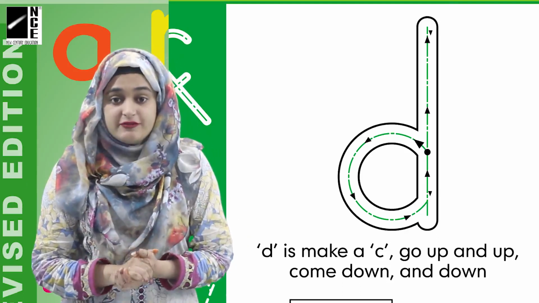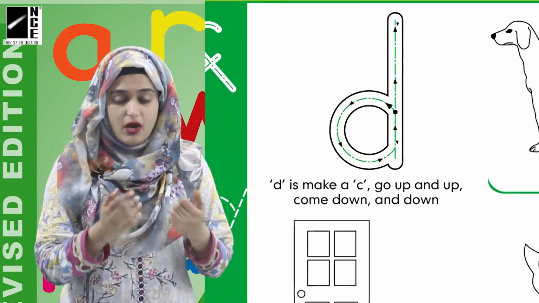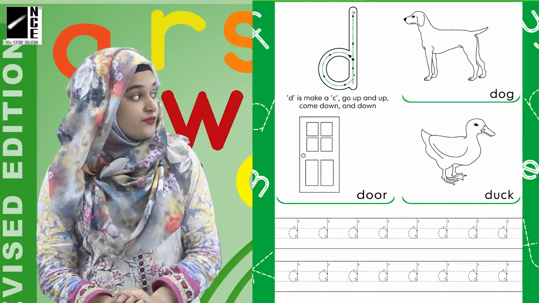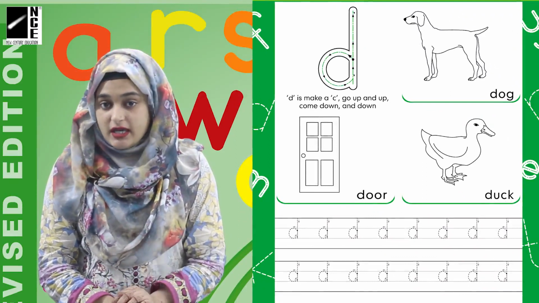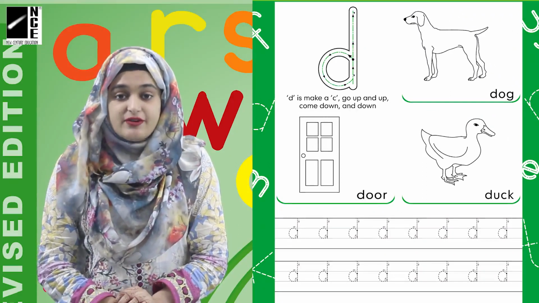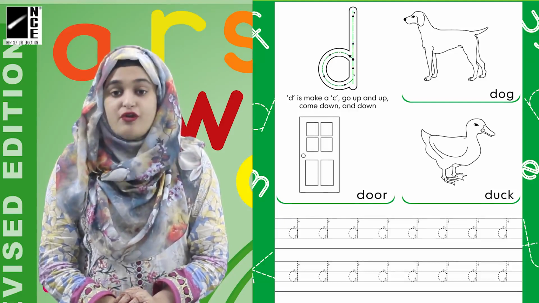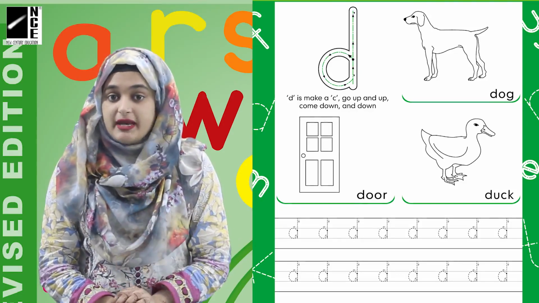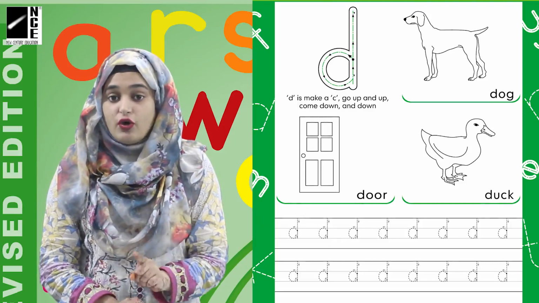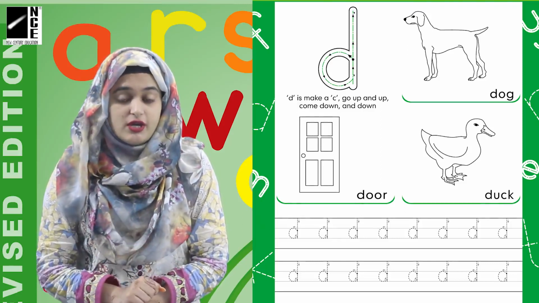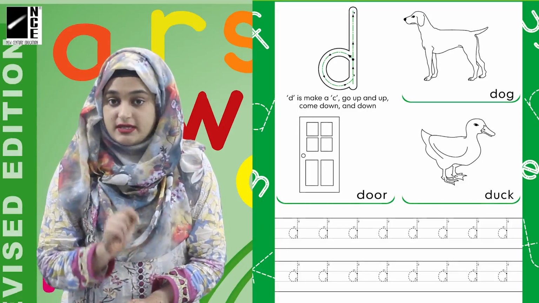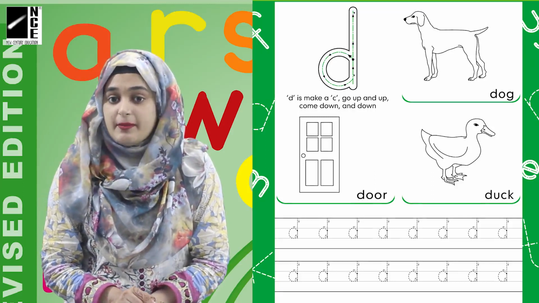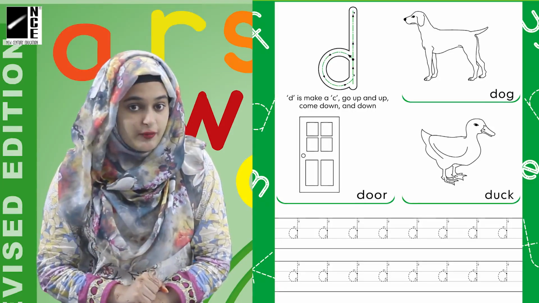After you have traced the hollow D, what you have to do? You have to trace the D which are given in these four lines. Aur hamesha yaad rakhiyega that D is made in the first three lines. D hamesha first three lines mein banaya jata hai. And make sure that you follow the arrows and the correct formation. So, put your pencil on the starting point. Follow the arrows with the rhyme saying, D is make a K, go up and up and come down. Bahut achhi tracing karni hai aapko is page pe.